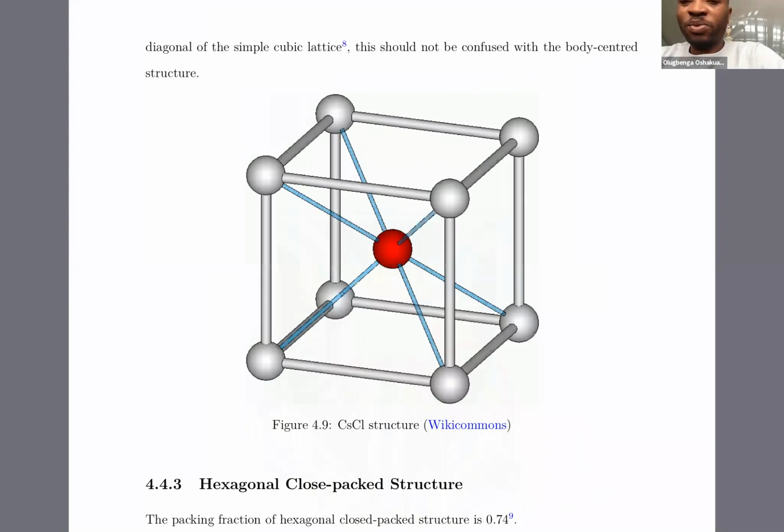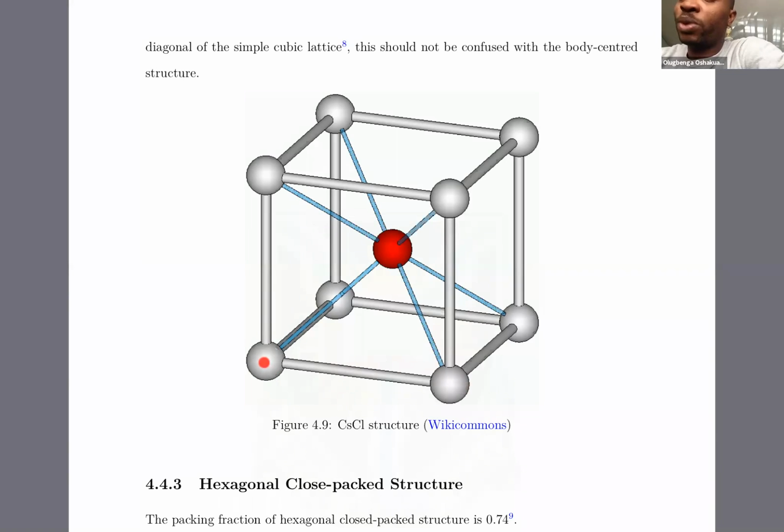Looking at this, what does it resemble? Which type of cubic crystal does this? It resembles body-centered cubic. But if you try to recall what we mean by body-centered cubic, what we have at the corners of that cube must be the same as what we have at the body center. But right now, what we have at the body center is different from what we have at the corners. So we cannot really call it a body-centered cubic.